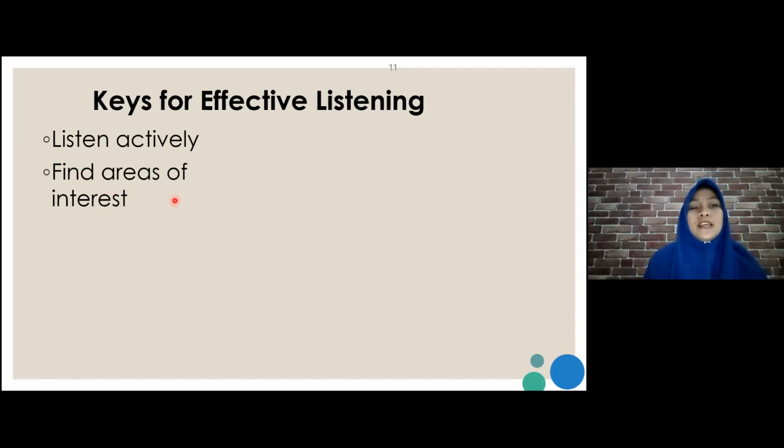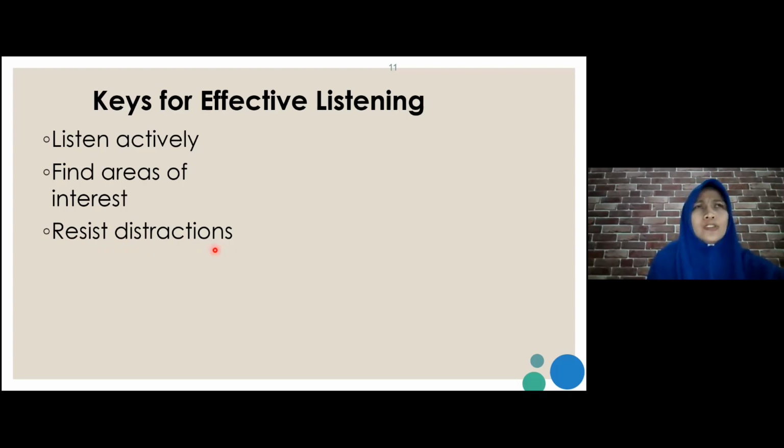So how is the way to find areas of interest? Perhaps you know that everybody has their own interest, has their own hobby, right? So talking about the hobby that you like most, for example, or any kinds of subject that is relevant to your needs could be a way, right? And then the third one is resist the distraction.